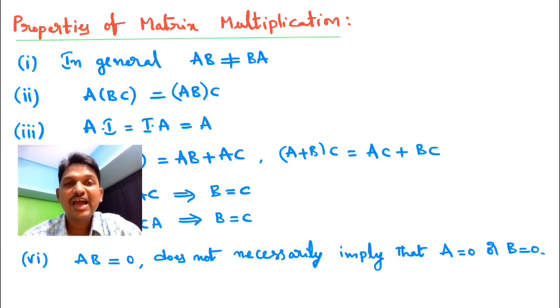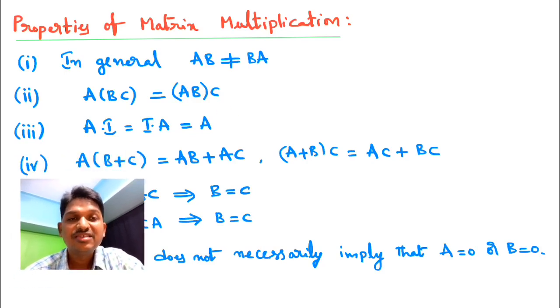And if you take the identity matrix, A into I equals I into A equals A. In addition of matrices, A plus O, where O means the zero matrix, equals O plus A equals A. In multiplication of matrices, A into I, here I means the identity matrix. We learned what the identity matrix is in class 1. A into I equals I into A equals A.